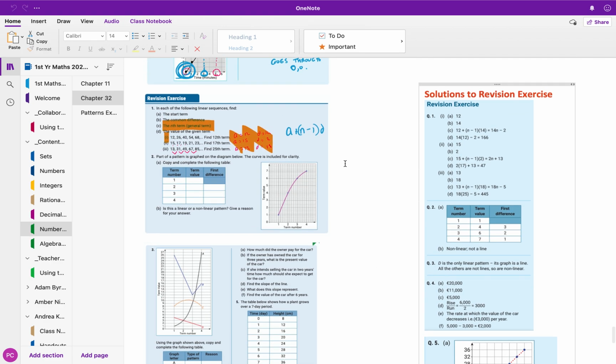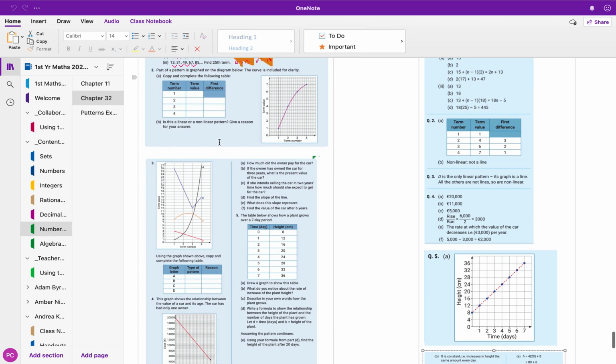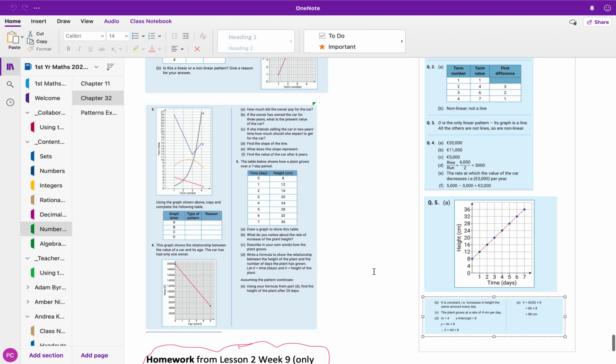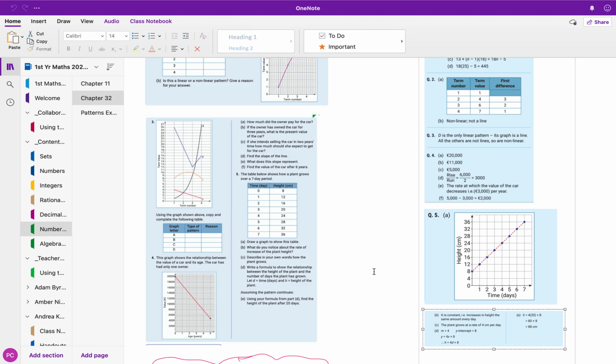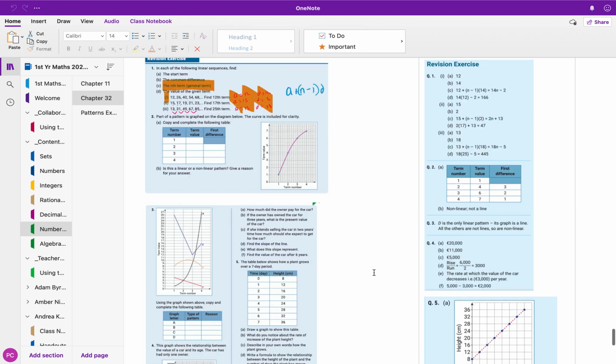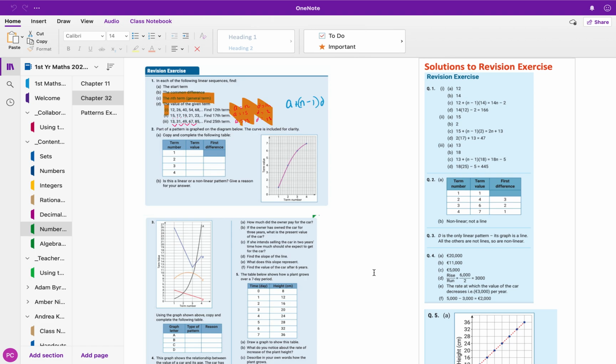This went through everything: subbing in, finding the nth term, using the a plus (n minus 1) d, the graph problems, figuring out what is linear and what is not linear, and so on. So it was a nice exercise to figure out how you're actually doing with patterns. There will be questions on this, and I will take them in our live lesson. Our next lesson will be a live one, and I will answer any questions you have on the revision exercise in the live lesson.